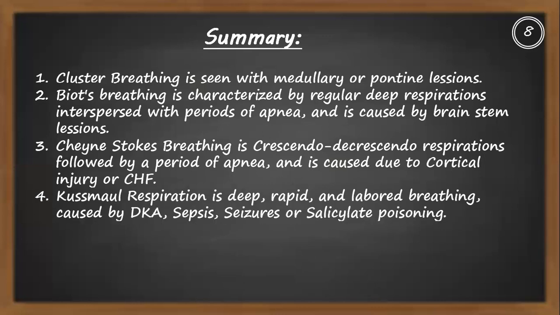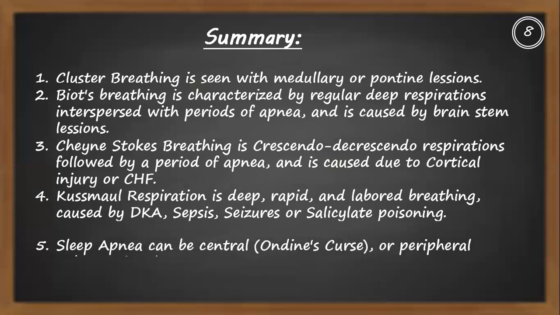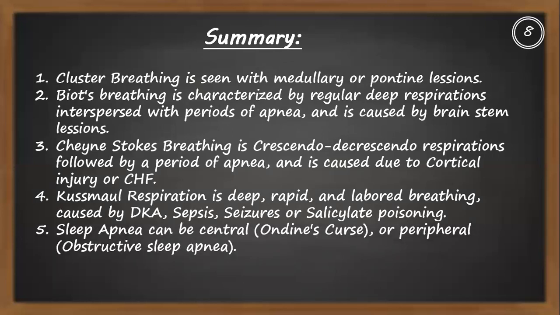And Kussmaul's respiration is a deep, rapid, labored breathing that is caused by DKA, that is diabetic ketoacidosis, sepsis, seizures, or salicylate poisoning. So any condition causing increasing acidity of the blood would result in Kussmaul's respiration. And the last one, sleep apnea, can be central, as we talked about, Ondine's curse, or peripheral, that is obstructive sleep apnea.